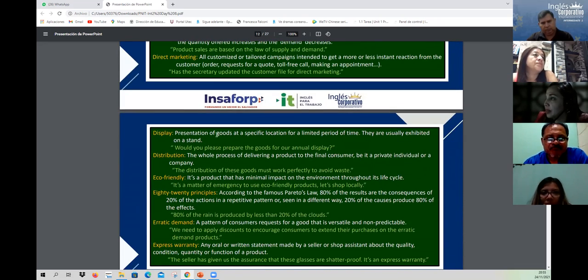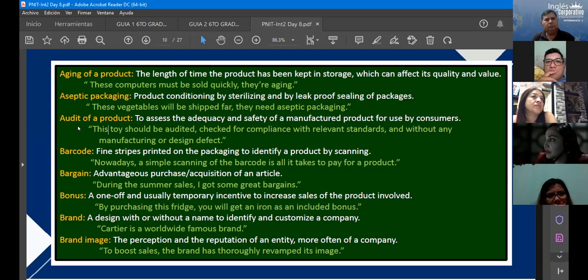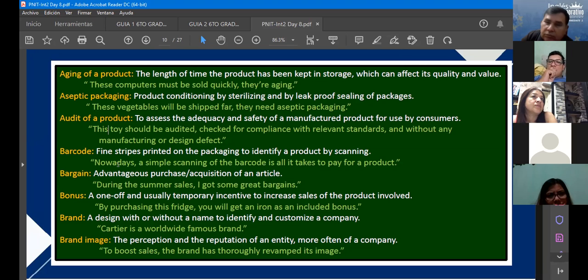Display: presentation of goods at a specific location. Bargains: it means how to negotiate. You say, I ask you for $20. No, give me 15, I don't have enough money, or something like that. Regatear, but it also means ganga. A bargain. A real bargain, they say.